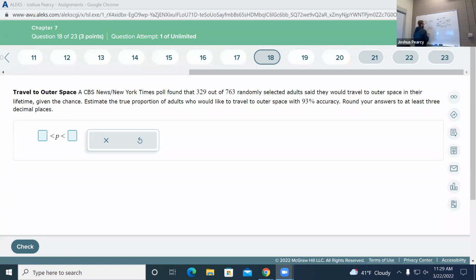0.4312 times 0.5688 divided by whatever that sample size was, 763. No idea what that is. We will find out. If you do that, it's 0.0179.